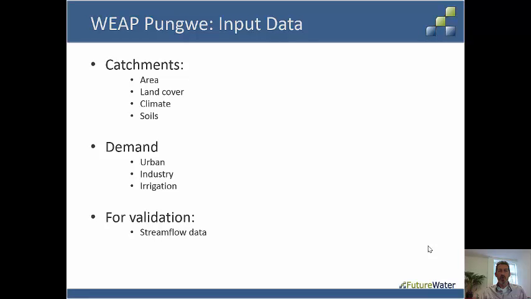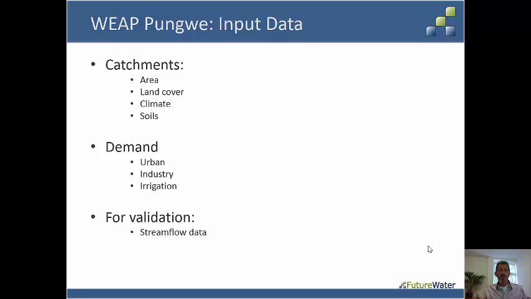I think it's important to briefly summarize what kind of input data is needed in general to get a WEAP model running. First of all, you need some information about the catchments, so you should know the area and the land cover, whether it's forest, rain-fed, shrub, bare soil, etc. You need some climate information, and the most important is the precipitation and the evaporation. In fact, I should say the potential evaporation. Then some information about soils.